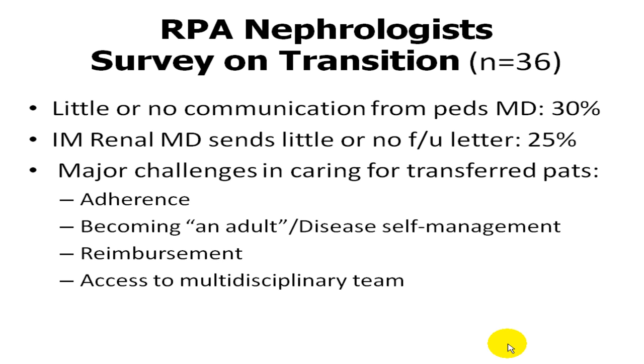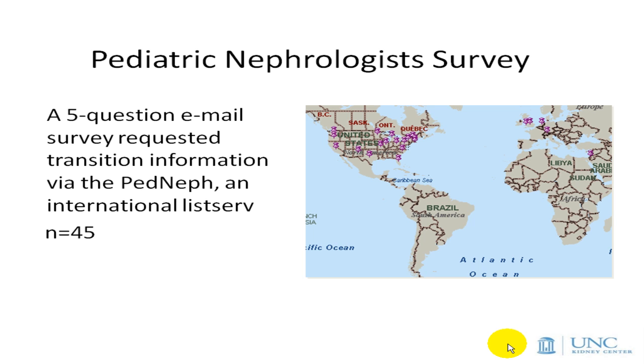They also shared with me that the major challenge in taking care of transfer patients is adherence. They don't think that our patients become adults successfully. They don't think they manage their disease successfully. Reimbursement is an issue for them, because if patients have no insurance, it's hard for them to see them. And they don't have access to multidisciplinary teams. So that's the internal medicine point of view.